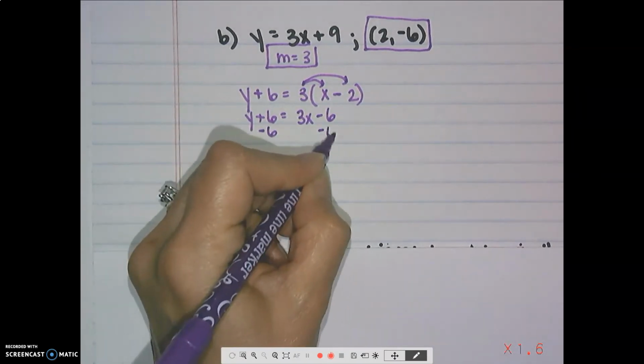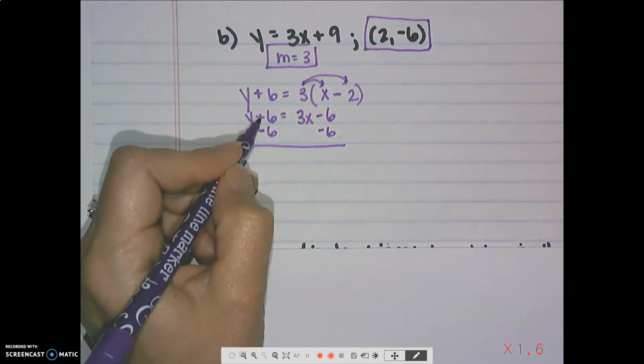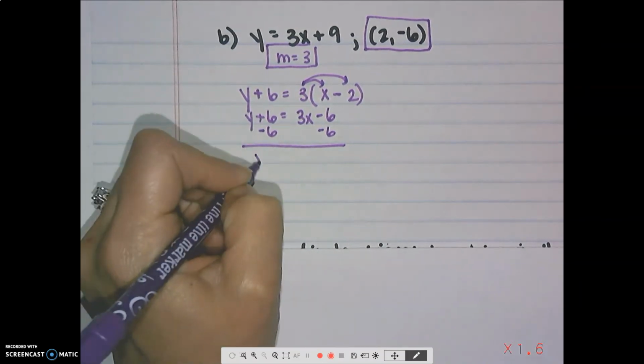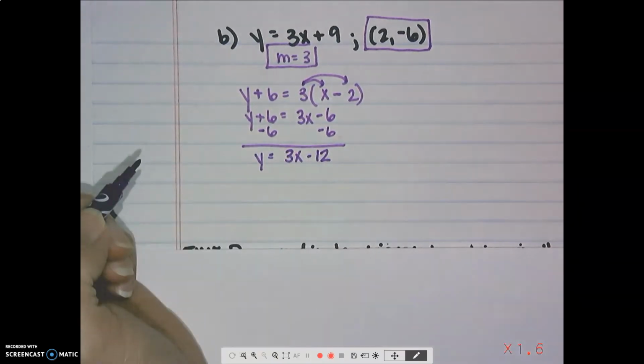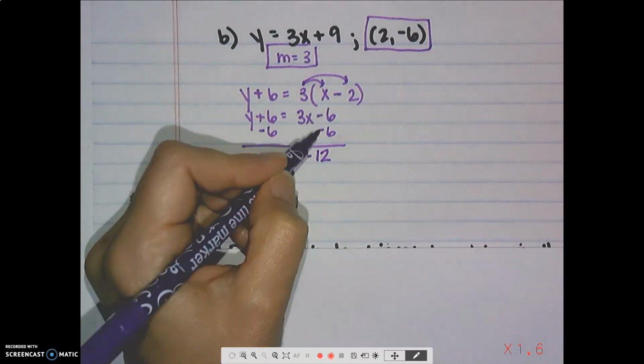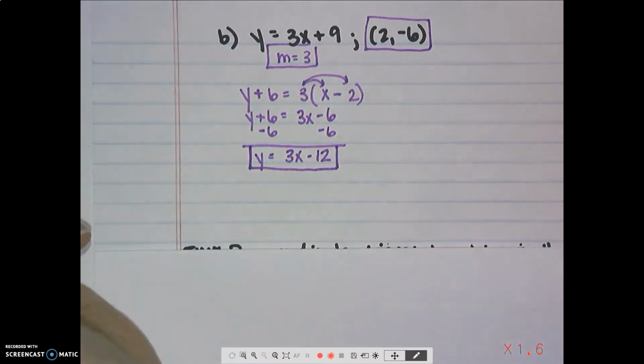And then our last step is to get y by itself. So we're going to do the inverse operation. So instead of adding 6, we're going to subtract 6 from both sides. And we get y equals negative 3x minus 12, because negative 6 minus 6 is a negative 12. So that is our final answer there.